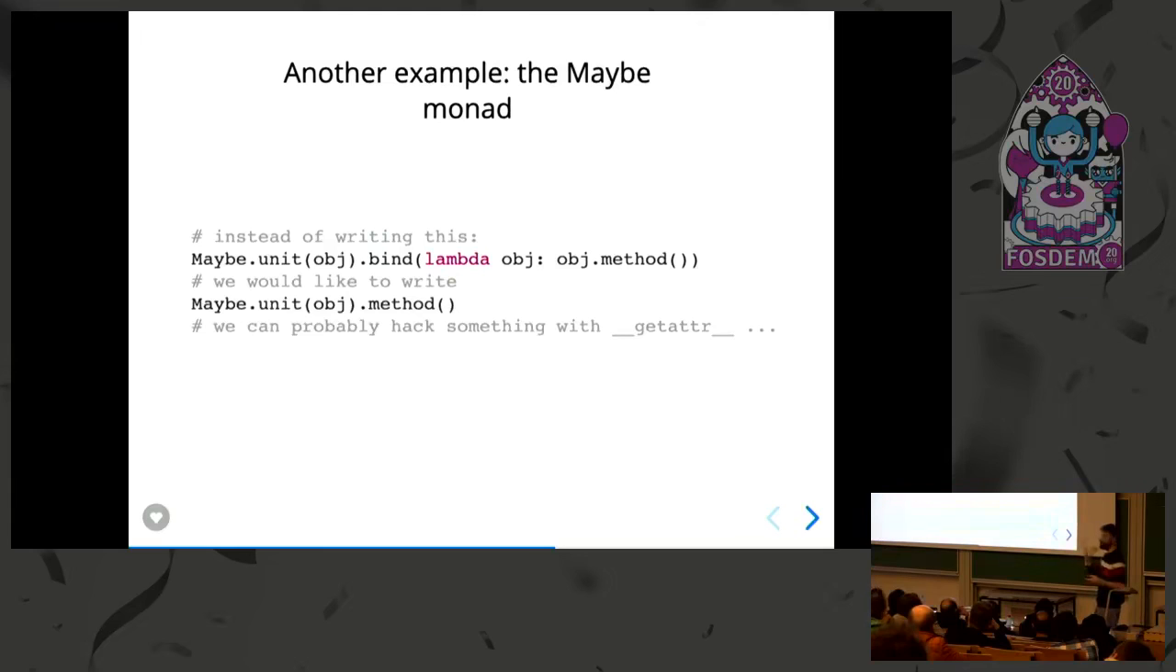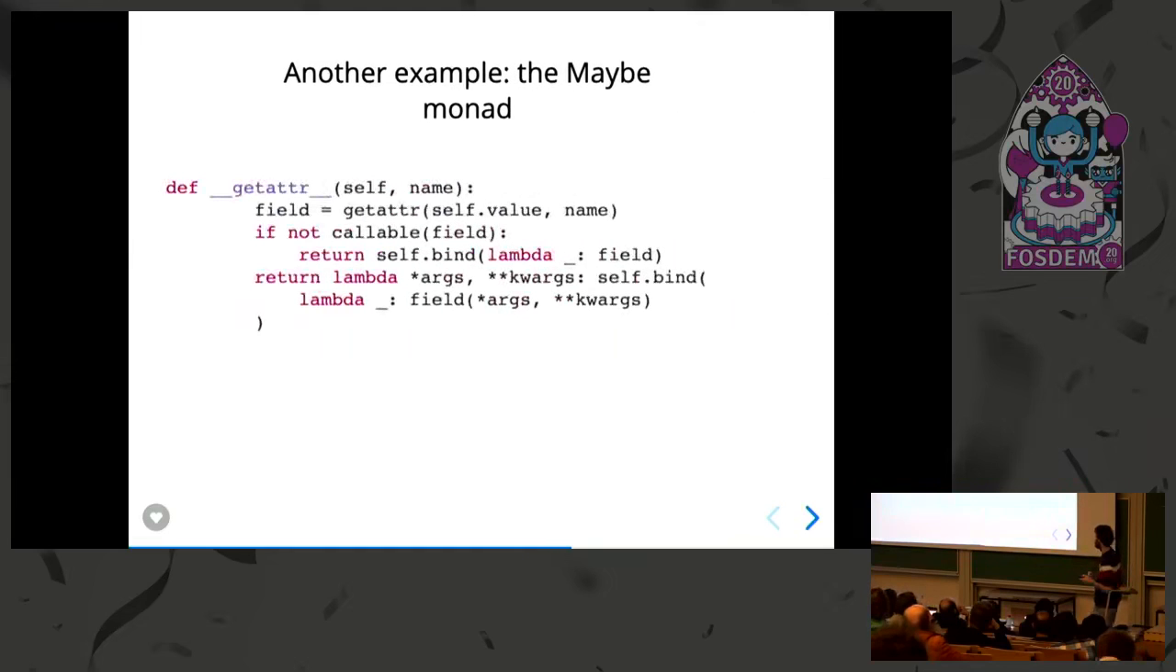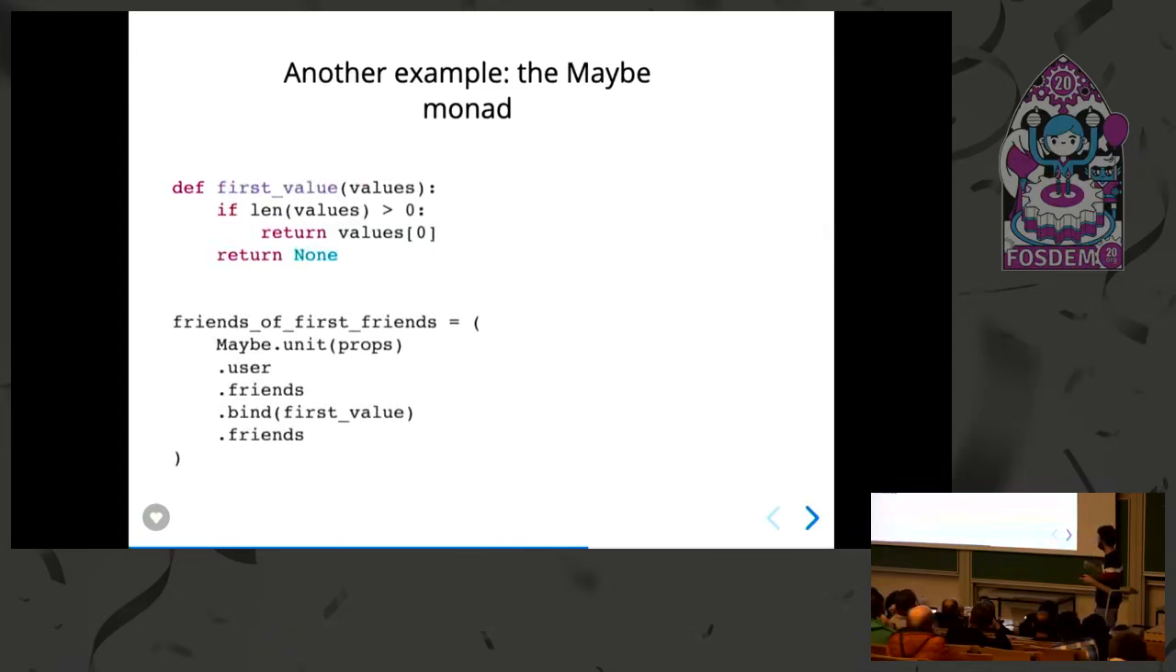A natural idea that we can have here is to use the __getattr__ magic method. I'm not going to get into the details here, but by defining __getattr__ in some way in the maybe class, there is some distinction to make if the field that we are trying to access is a function or not, but the idea is the same. We can rewrite our example this way.